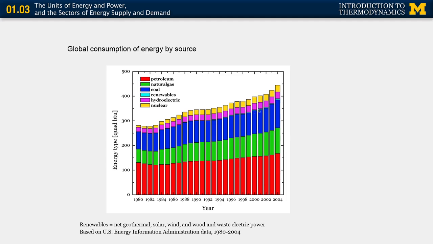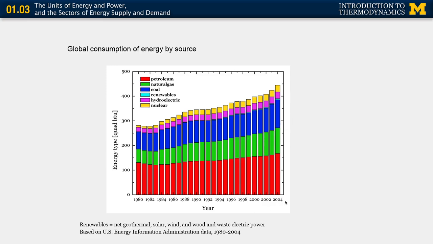Take, for example, the renewables, which in this categorization represents geothermal, solar, wind, wood, and waste electric power. So this is like biomass or other materials that are being burned, all lumped into this category of renewables. If we double the renewables based on these 2004 data, we wouldn't see a significant impact on any of the fossil fuel sectors. Triple, nope. Order of magnitude, getting there.